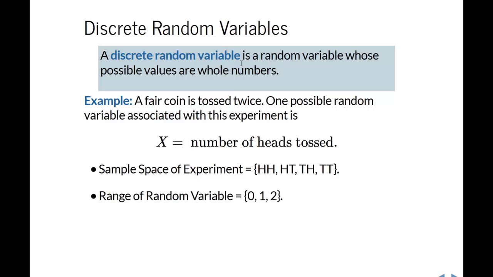We'll talk about continuous random variables later, but for now, just keep in mind that the distinction between discrete and continuous is like it was when we were talking about discrete variables versus continuous variables. So again, a random variable is considered discrete if its range consists of integer values.